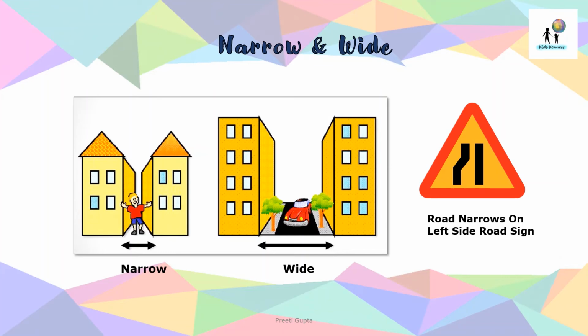Now comes the concept of narrow and wide. This tells us the gap between two objects. That could be two buildings, two sides of river or trees. If the gap is more, we call it wide. If it is less, we call it narrow.